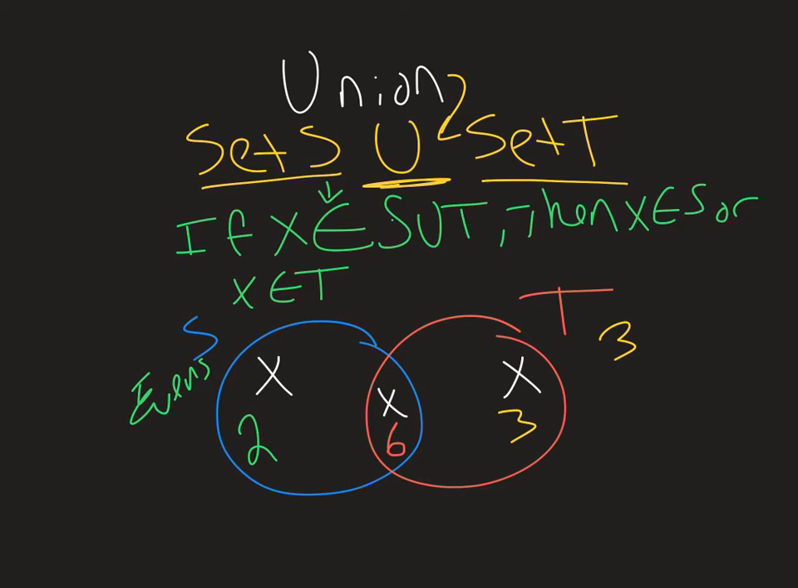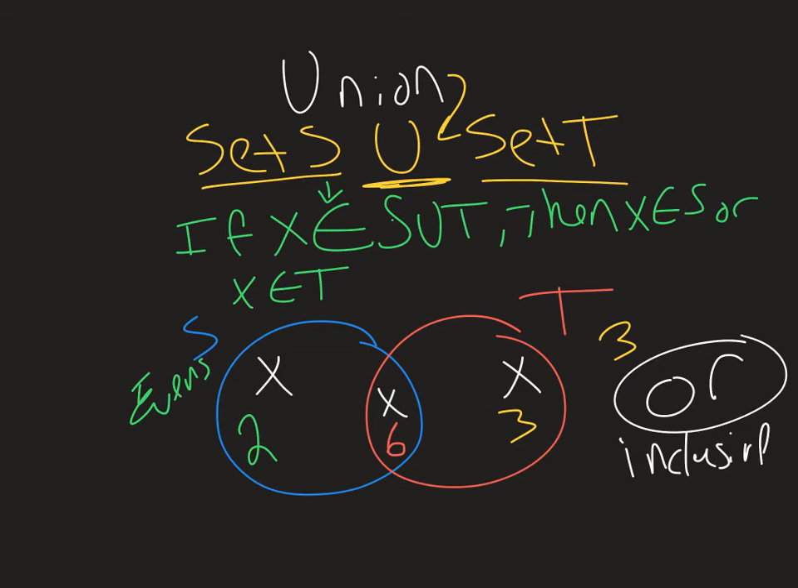Now something that's worth mentioning, in this case, is that it's the inclusive or. And that's worth mentioning because usually in English, or is exclusive. It's either this or this. It can't be both. In math, usually or would allow for the case that maybe I'm picking a number that's both even and a multiple of 3. It's inclusive.